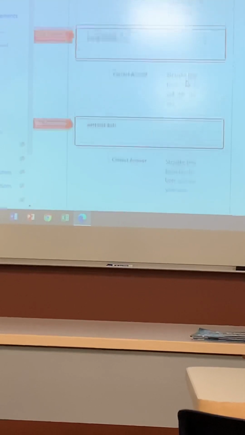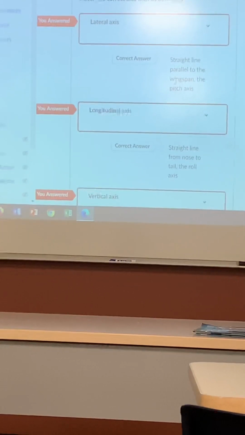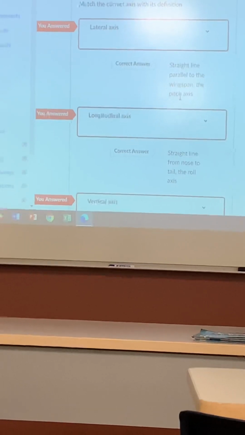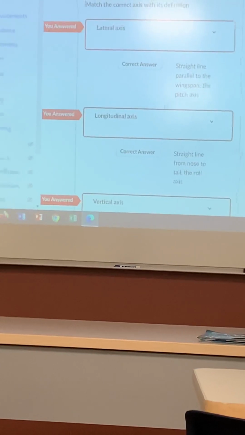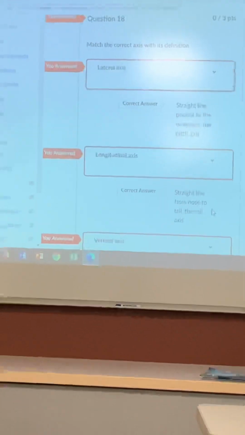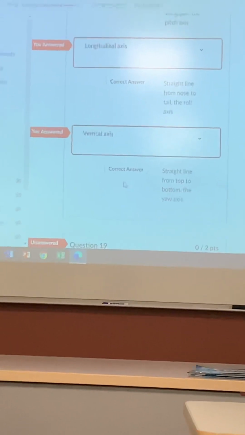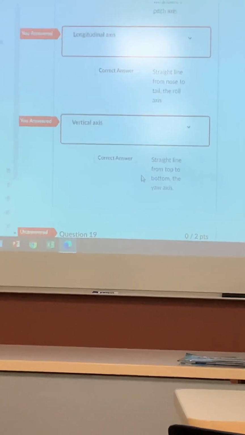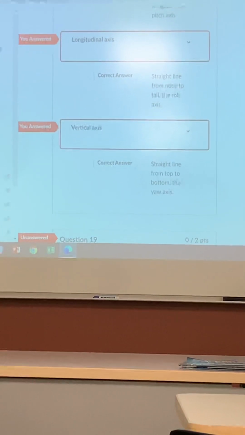Oh goodness. All right, here we go. Lateral axis, straight line parallel to the wingspan, the pitch axis. Longitudinal axis is the straight line from nose to tail, the roll axis. Vertical axis, the straight line from top to bottom, the yaw axis.